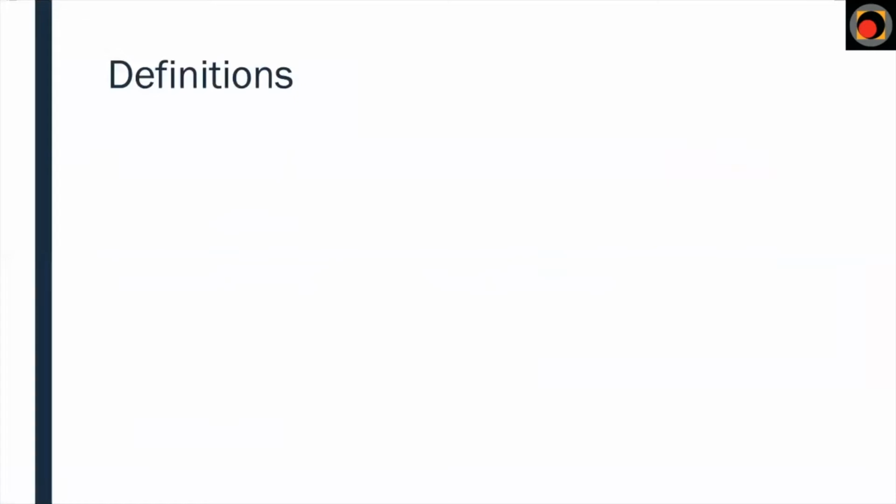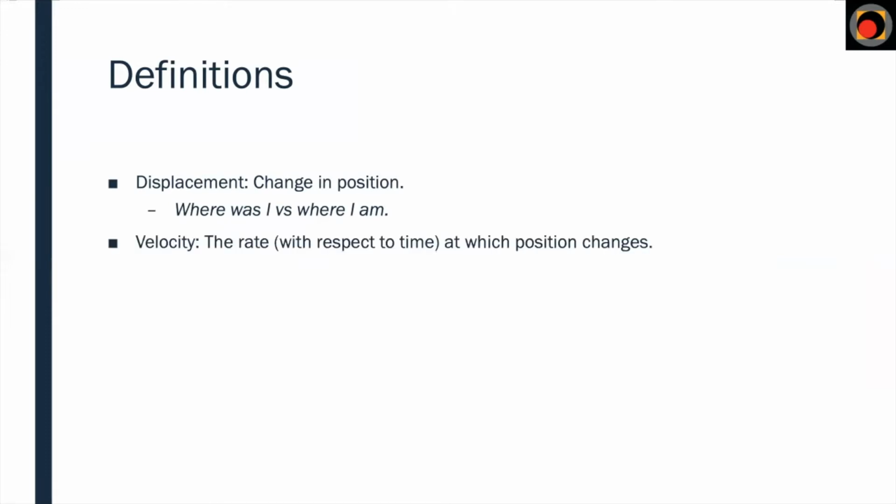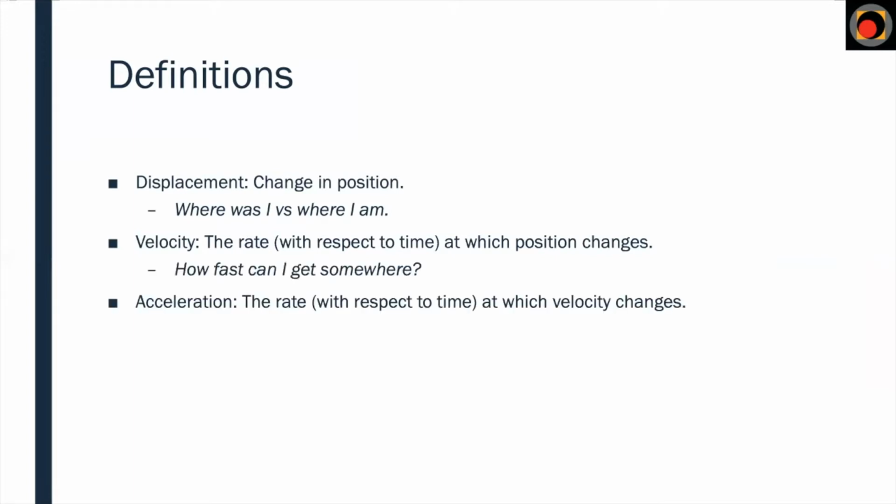So in order to understand kinematics, we need some definitions. Displacement is the change in position. It's where was I versus where am I now. Velocity is the rate, with respect to time, at which position changes. How fast can I go? Can I get somewhere? Okay, and acceleration is the rate at which velocity changes. So how fast can I go faster?